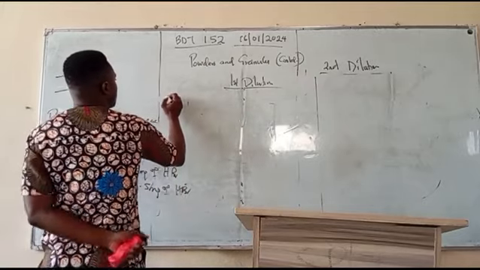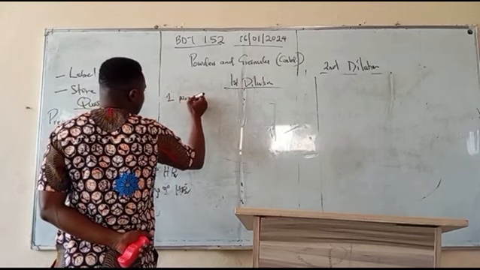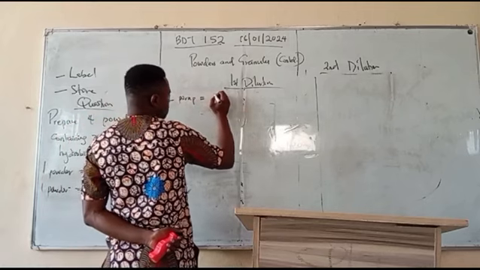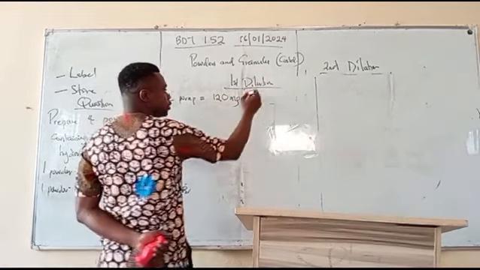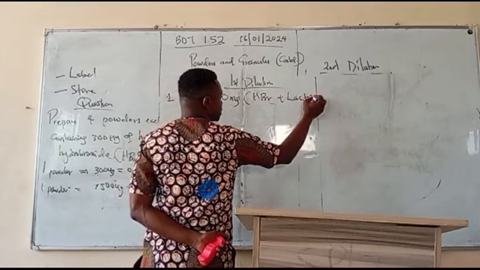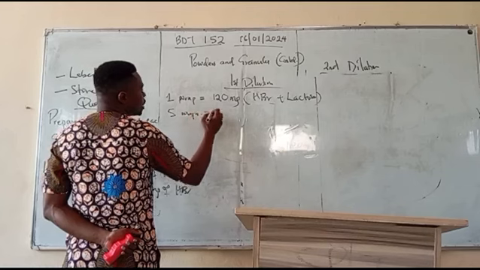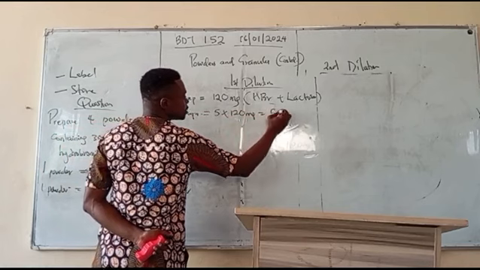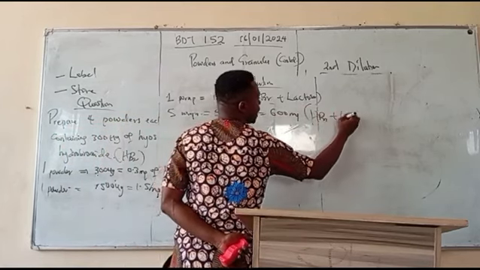So, 1 wrap of powder, anyone, 1 wrap will contain what? 120 milligram, right? Yes. Which is what? Hyoscine and what? Lactose. Yes. Good. Therefore, 5 wraps will contain what? 5 times what? 120, which is what? 600 milligram, of what? And lactose. Good.